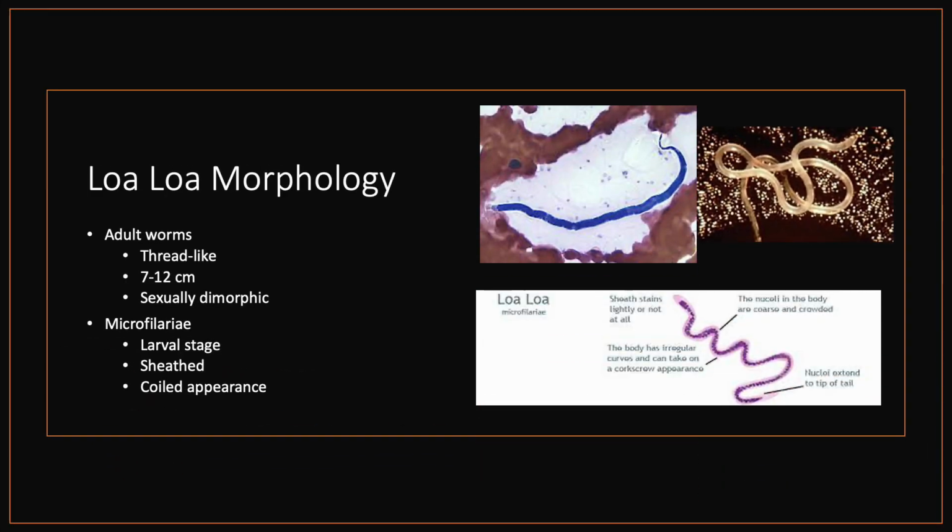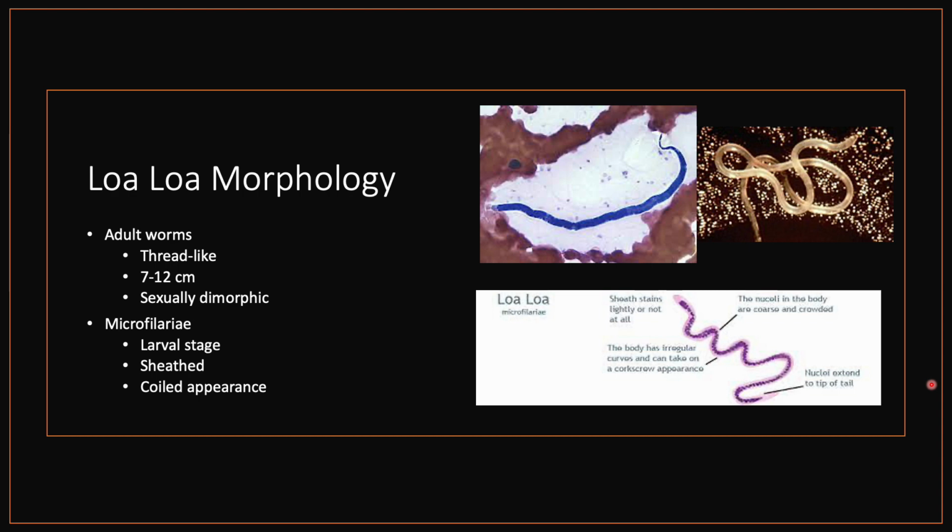So the Loa Loa morphology. In adult worms, which you can see in this image right here, that's what the adult worm looks like. They're long, slender, and thread-like in appearance. The length varies from 7 to 12 centimeters, and they are sexually dimorphic, which means there are separate male and female worms. They are also characterized by a cylindrical body with a pointed anterior end and a more rounded posterior end.